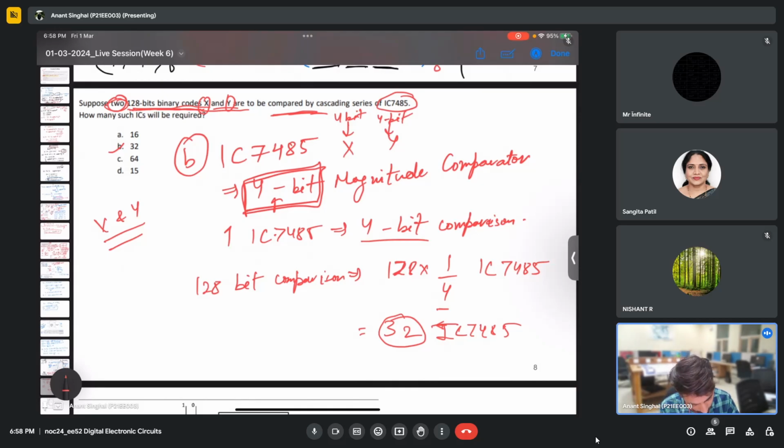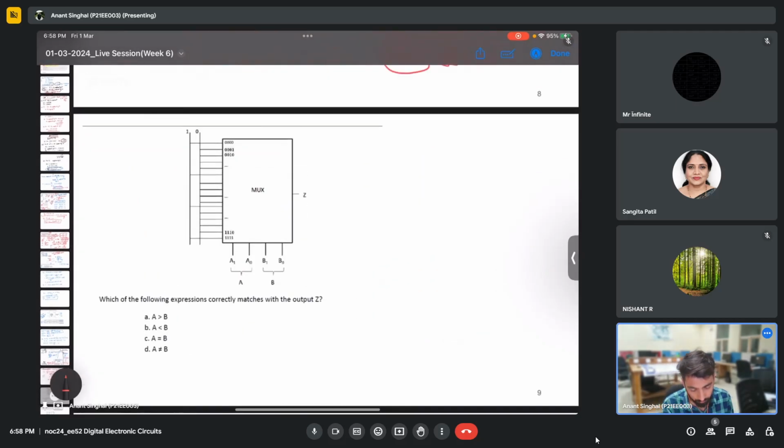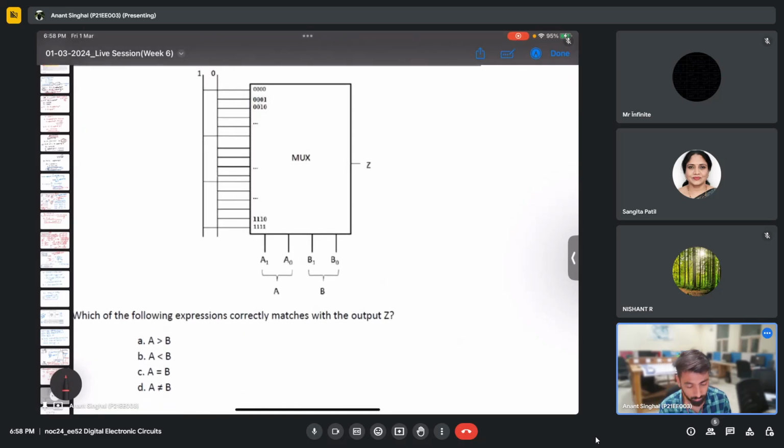So maybe we can proceed ahead and I'll give you some time on this. You need to calculate which of the following expressions correctly matches the output Z. Let me zoom it out to get you a better overview. Take maybe 2-3 minutes, or maybe 5 minutes, to solve this out and let me know if you get the answer.